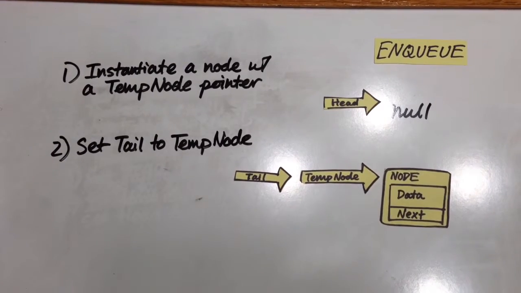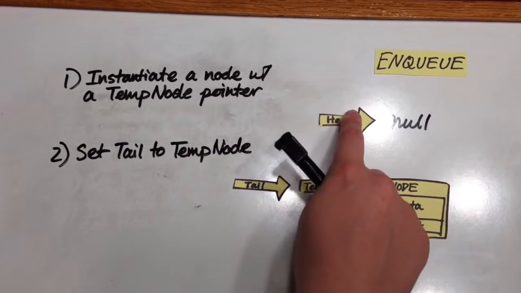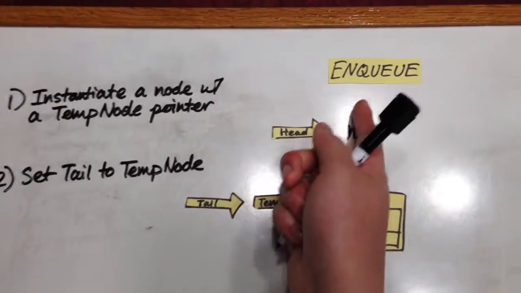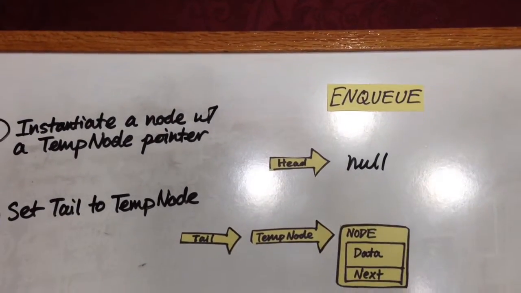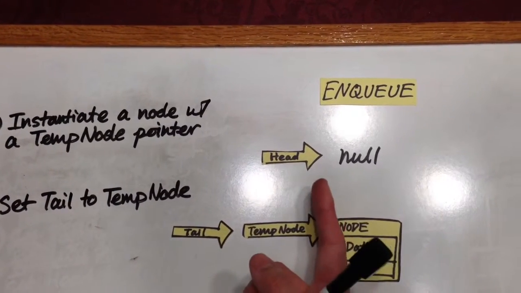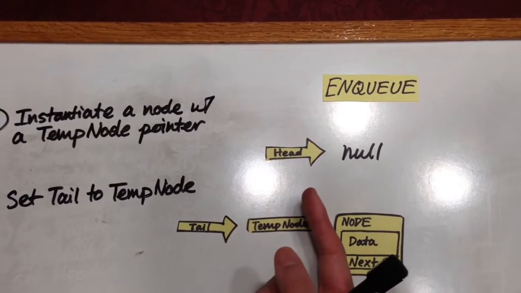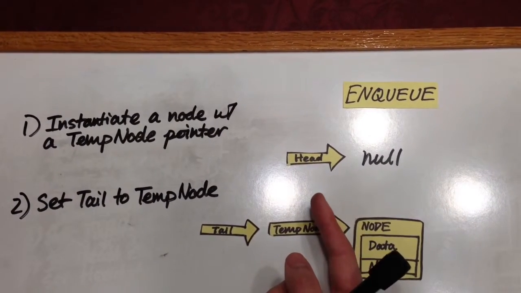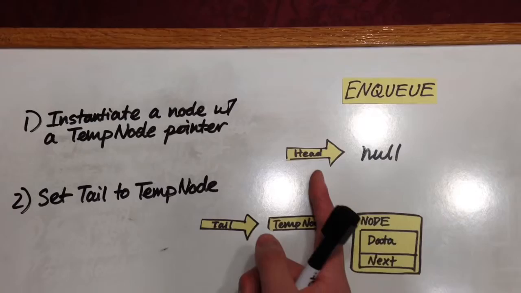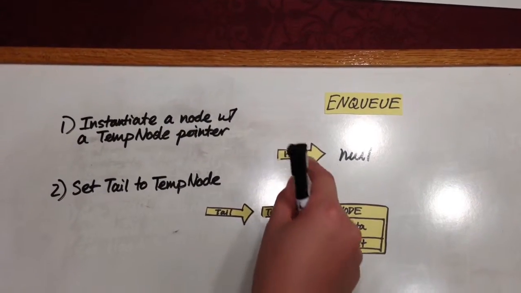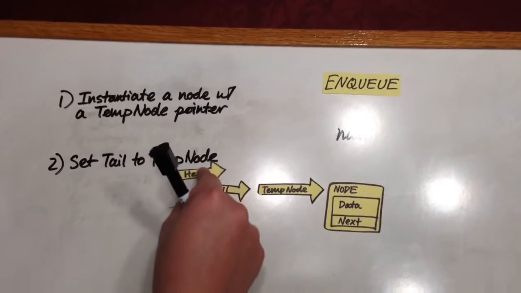And then we don't want head to be pointing to null by the time we end this enqueue. Because if any reference variable is pointing to nothing, it's going to get lost. So we're going to set head to where tail is.